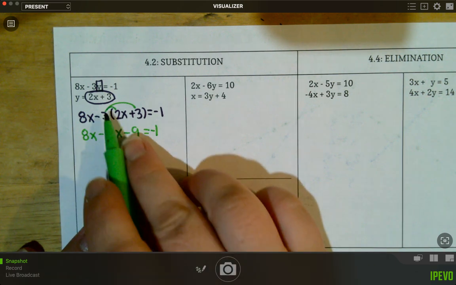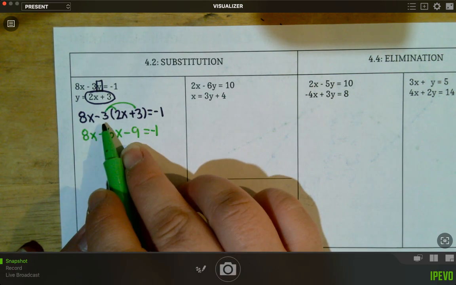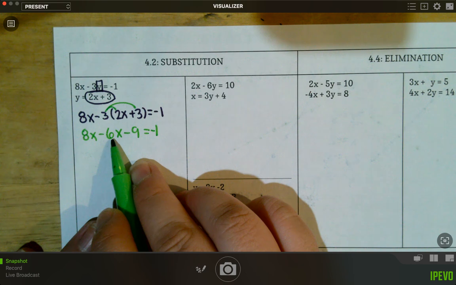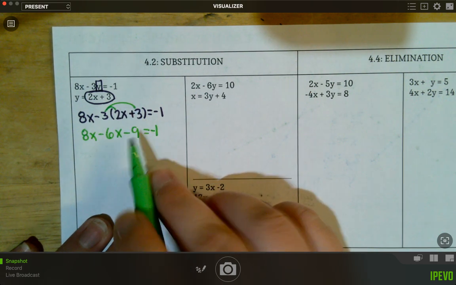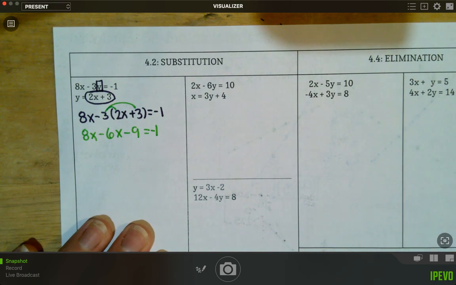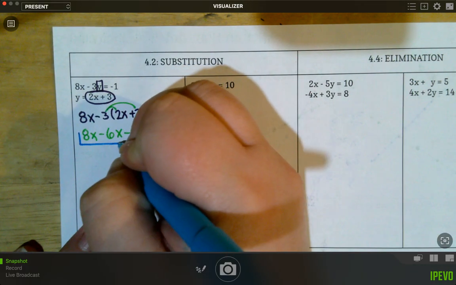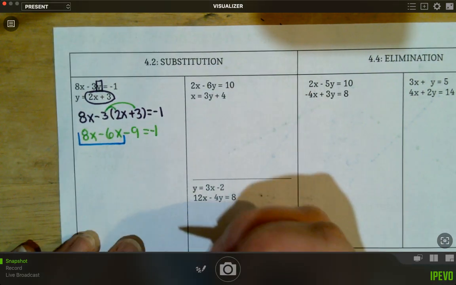So I just changed this part right here. Negative 3 times 2x is negative 6x. Negative 3 times 3 is 9. Then we're going to combine like terms. 8 minus 6 is 2.